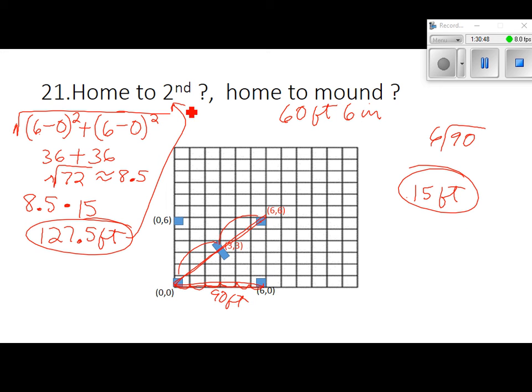Now, if we're looking at this picture, the mound is actually the midpoint between home and second on their picture. So we could just take this 127.5 and divide it by 2 and get 63.75 feet as the distance from home to the mound. And that's not too far off from the actual distance, but it's not exactly right.